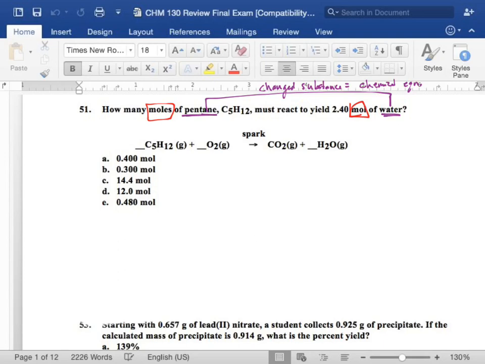Okay. So what do we want for an answer? Moles of water. Does everybody agree? We want moles of water? How many moles of pentane? Oh, sorry. Pentane. Moles of pentane. We already know the water. Sorry, thank you.